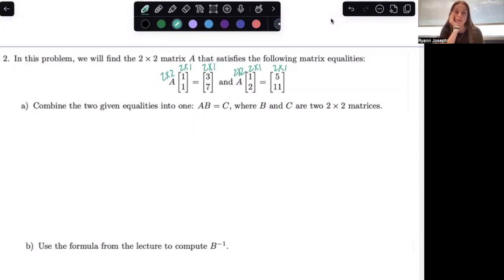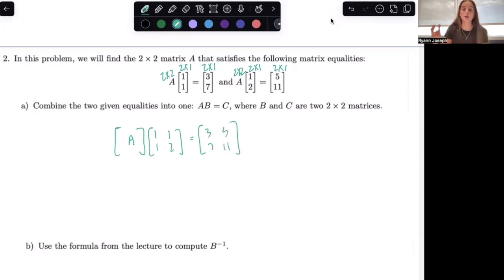Combine the two given equalities into one, AB equals C, where B and C are 2 by 2 matrices. So they're telling us to condense this all into one thing, which is pretty straightforward, because we can just do that: A times [1, 1; 1, 2] is equal to [3, 5; 7, 11]. That's just how it works out, because think about how you go row times column is equal to some values, and then row times column is some values. So these are able to be combined in that way. This is A, this is B, and this is C.